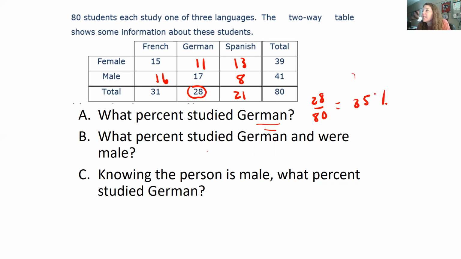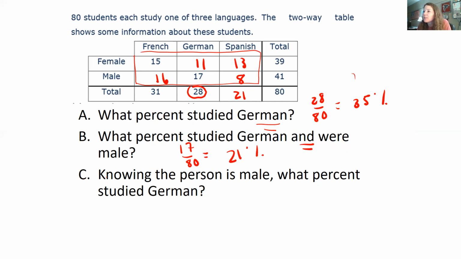What percent studied German and were male? That means we're looking at this section out of our total. Joint. So we're looking at the male and how many studied German. 17 out of 80. So about 21%.